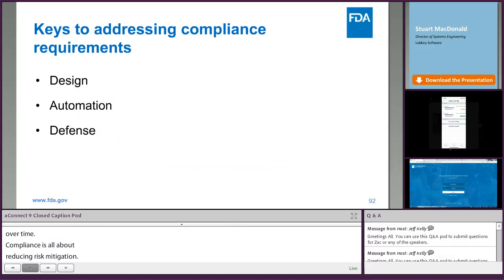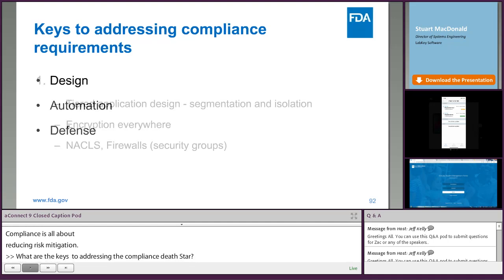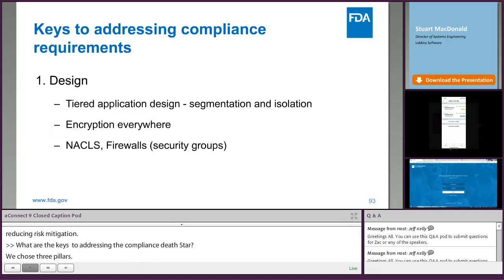So what are the keys to addressing the compliance requirements Death Star? In our approach, we have 3 pillars. Our approach includes design, automation, and defense. For design, we use a tiered application approach that separates the web application tier from the database tier. In addition, we use network segmentation to isolate each MyStudies application server from each other.